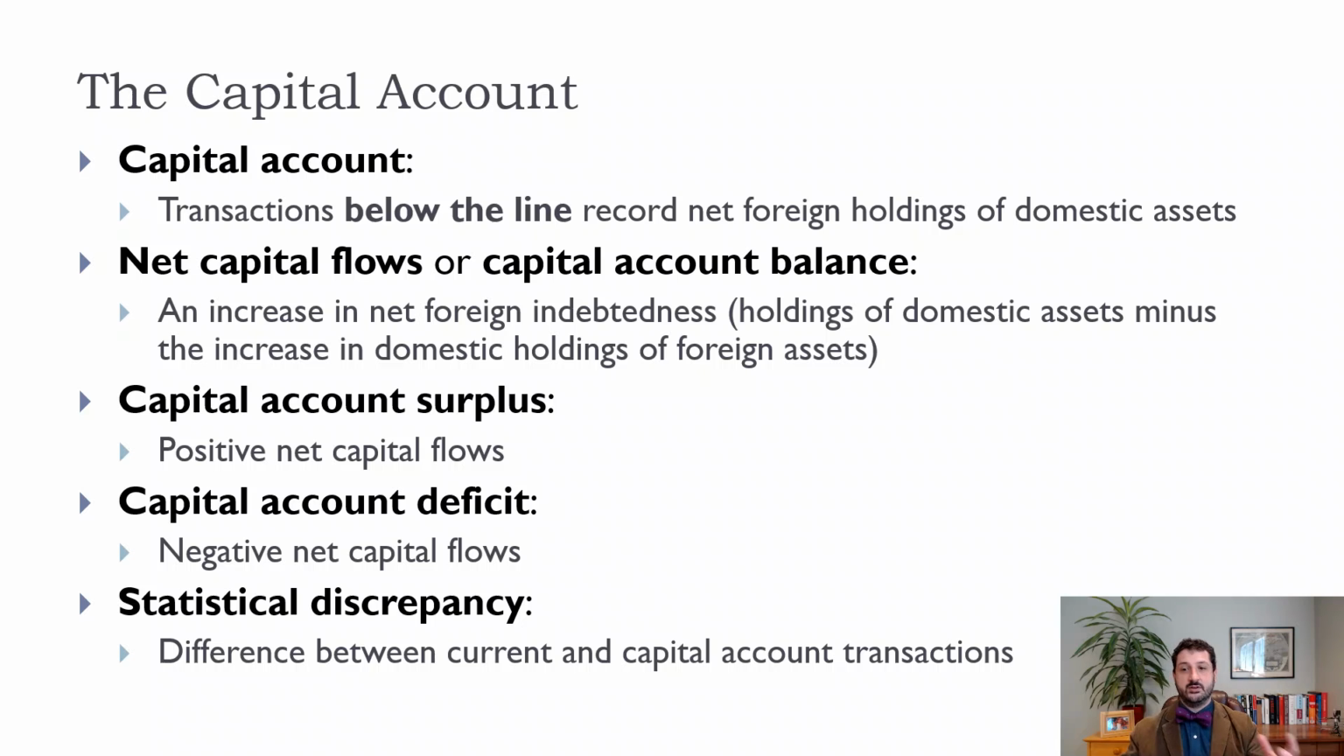And a capital account deficit means there were negative net capital flows. So that means we increased our ownership of foreign assets more than foreigners increased ownership of U.S. assets. And then, so the capital account and the current account should balance, right? Because all those dollars that were overseas from our current account deficit should come in and buy U.S. assets. That doesn't always happen. And we don't always measure everything correctly. So there is a statistical discrepancy, which can be fairly large, as we'll see in the next slide.